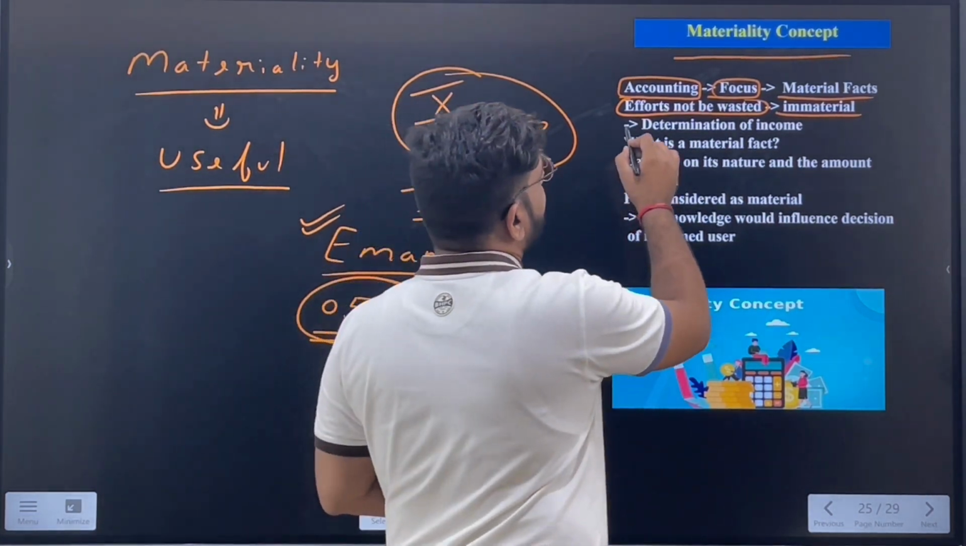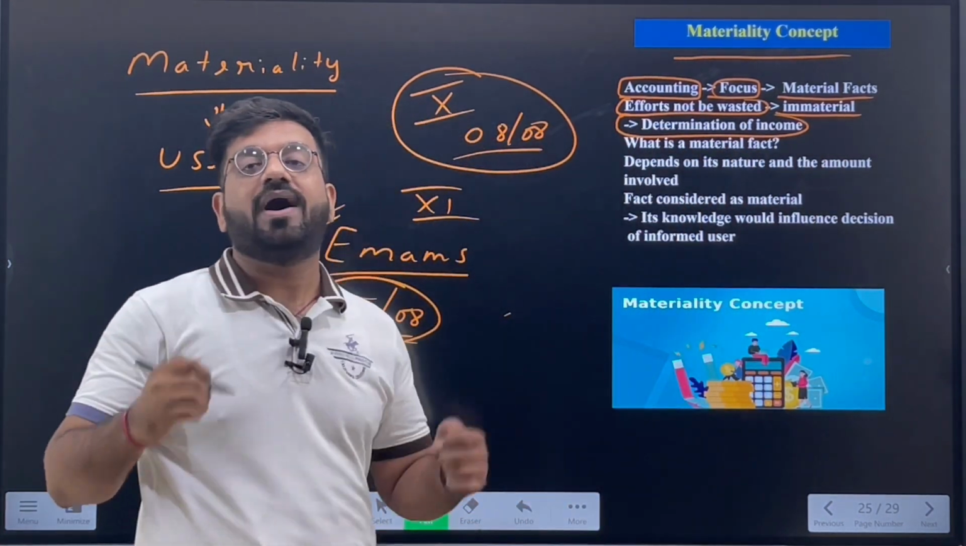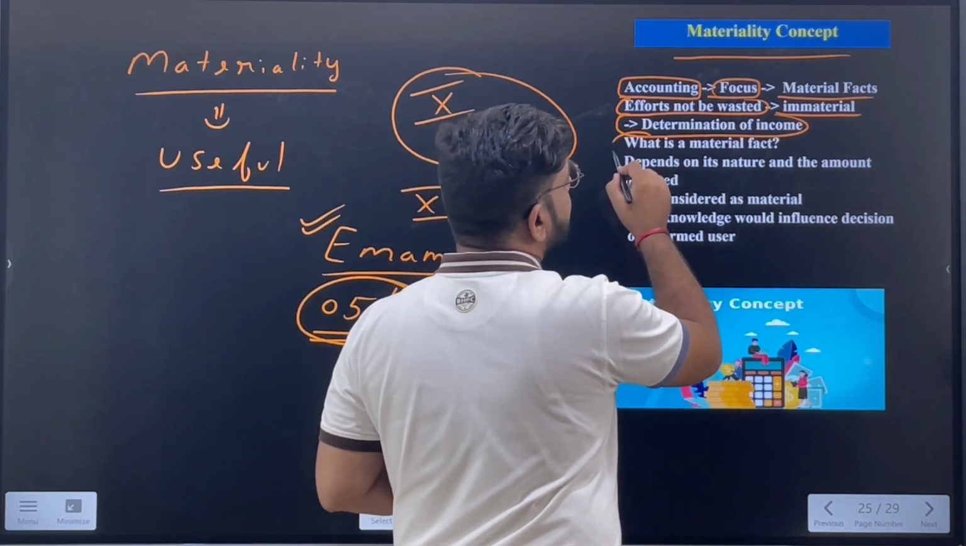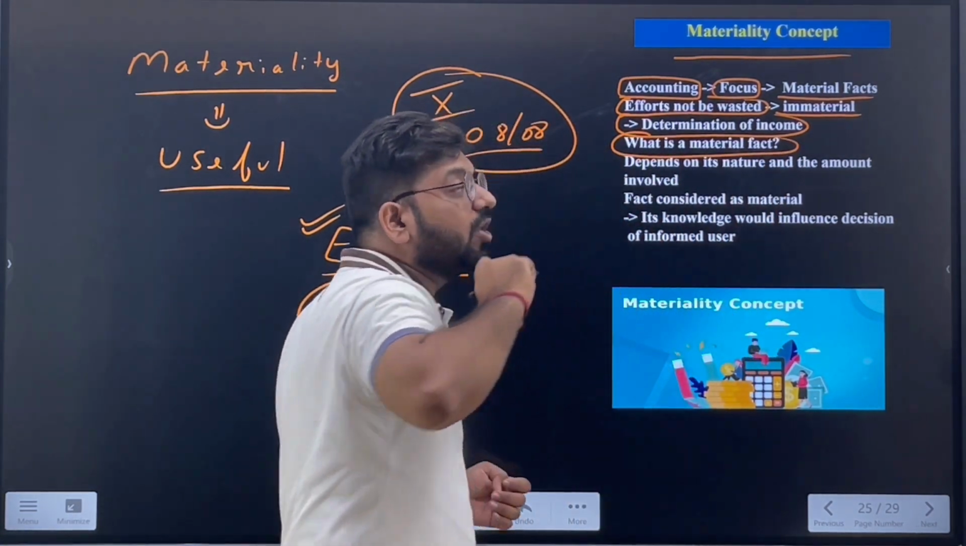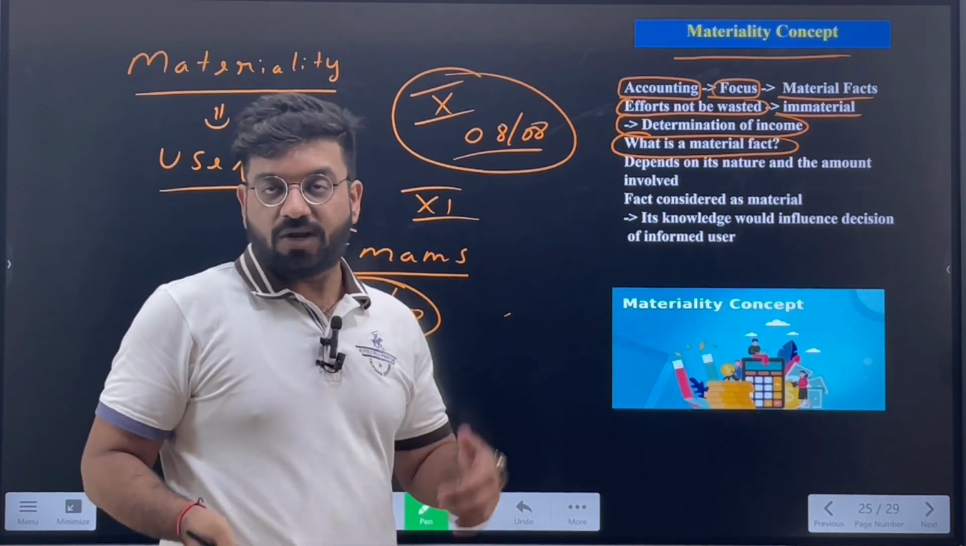Next, basically the determination of income. Obviously, if you are determining the income, the immaterial things should not be given importance, but material things should be given importance in determining the income. The question arises, what is a material fact? What are all the possible items which are known as material? Now we will check it out.